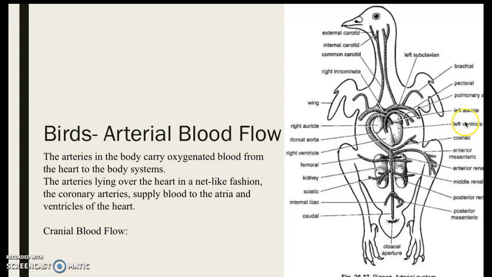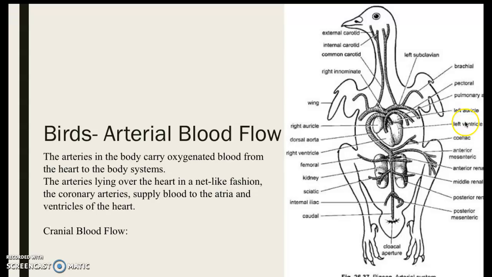From these right and left subclavian arteries, the arteries branch upward to become the right and left common carotid arteries, as you can see here. The common carotids branch to become the internal and external carotid arteries, and the internal carotid artery supplies oxygenated blood to the brain, while the external carotid arteries supply blood to the face and neck.